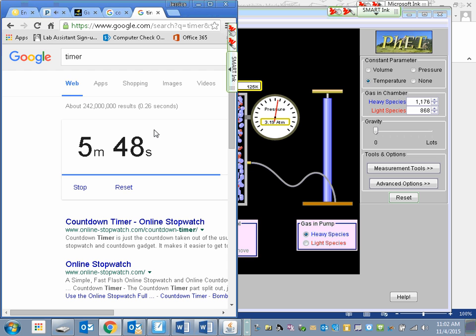Temperature at the bottom. Add temperature, number of moles per minute. There we go, temperature. The volume stays the same with the number of moles, and just keep going up. Oh, the pressure's going up. Here we go. They're moving faster.